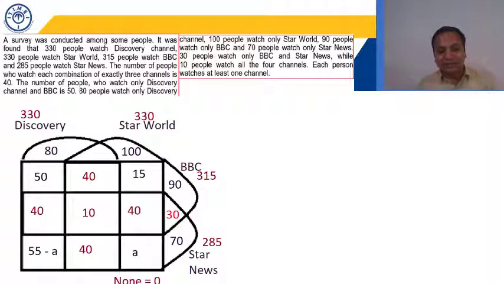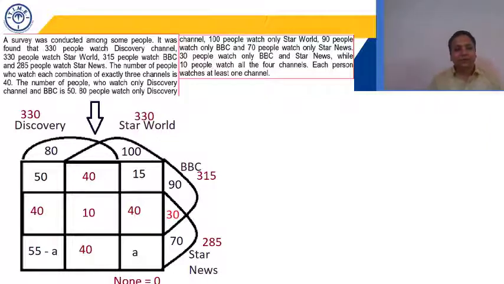Now Discovery total is 330, in which one box is vacant. Star World total is 330, same one box is vacant. So what we do, we add the values from this particular side. From 330, add all the values and subtract from 330, so you get a value. It should be in this region.